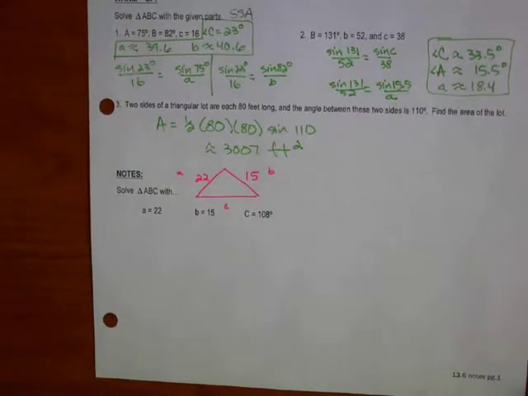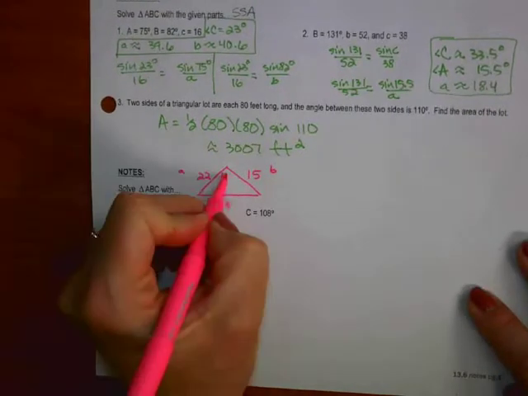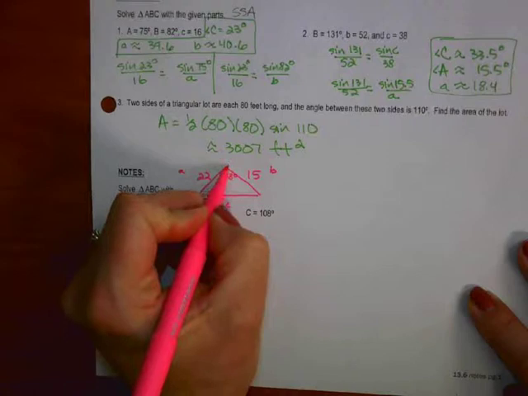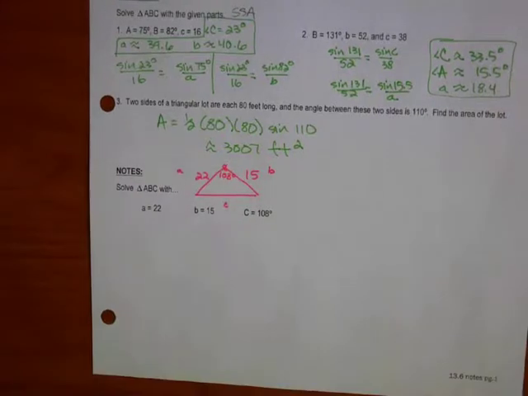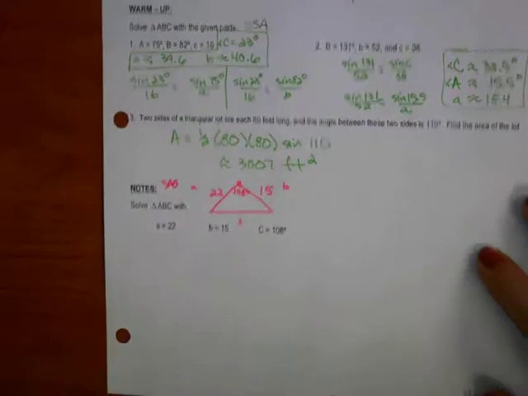Where's angle C then? In between them, isn't it? So that's 108 degrees right here. That's angle C. So I know I have, what? SAS, correct? So you need to be able to recognize which one you have to figure out which law to use. Cool? All right, I have SAS. So I'm going to use law of cosines.